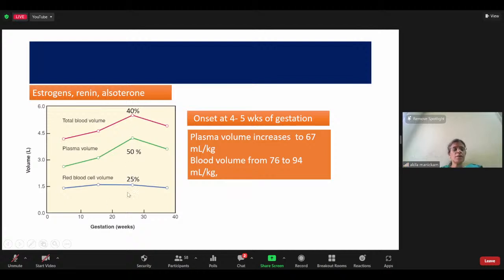Whereas when you look at the red blood cell volume, the rise in red blood cell volume does not correlate, does not parallelly follow the increase in plasma volume or the increase in total blood volume.